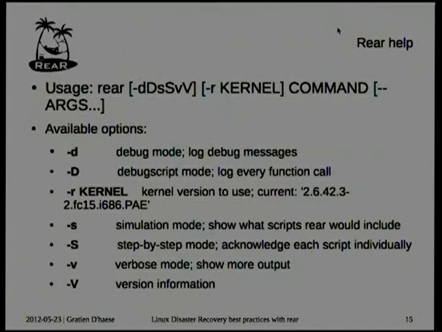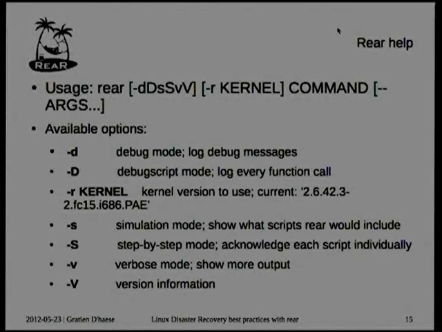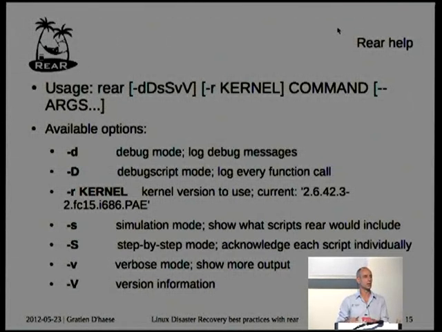The debug mode is very interesting if you run into problems. If you want to send something to the mailing list to us, always use -D here. The -S simulation mode is very interesting, but I come back to that later. And there is verbose. By default, rear is not verbose. So if you type rear mkrescue, mkbackup, it will just start, and you will see nothing. You have to use the -V flag to see something, really. The reason is that making rescue images is something that you want to do in the background. You don't want to sit in front of your screen waiting until that is finished.